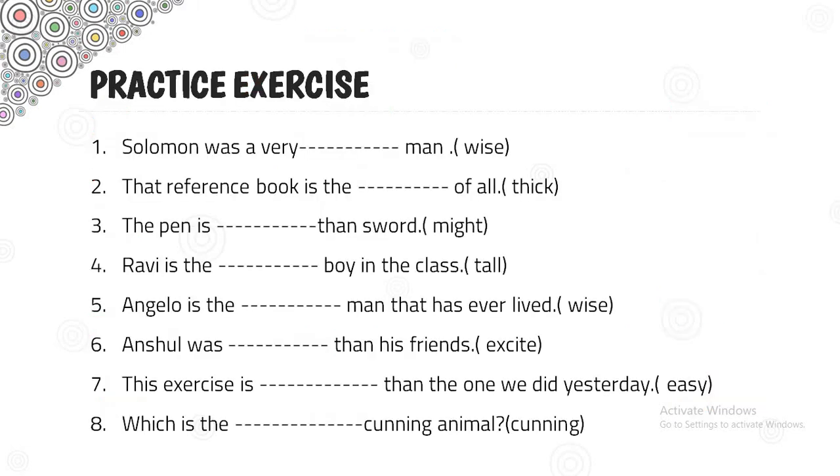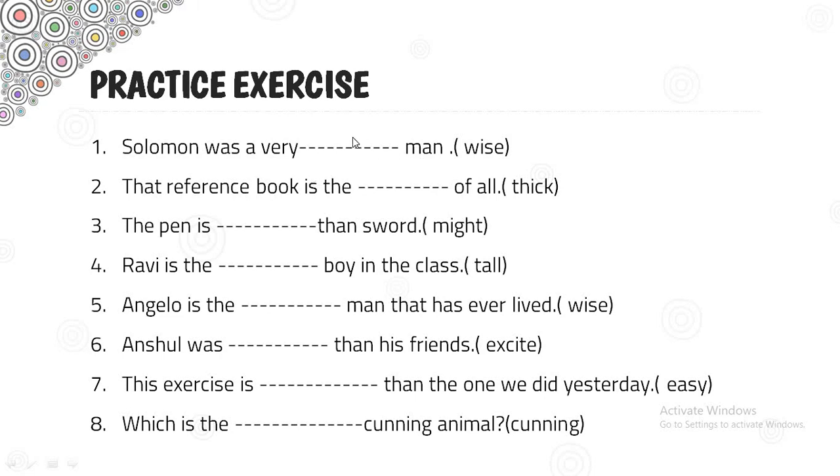Now at the end, we are going to do one exercise to check that we are able to make the correct degrees of comparison with the positive, comparative and superlative degrees. Fill in the blanks with the correct degree of the adjectives given in the brackets. Such exercises generally come in the paper. When you attempt it, you can check whether you have actually understood the concept of adjectives. Solomon was a very wise man.